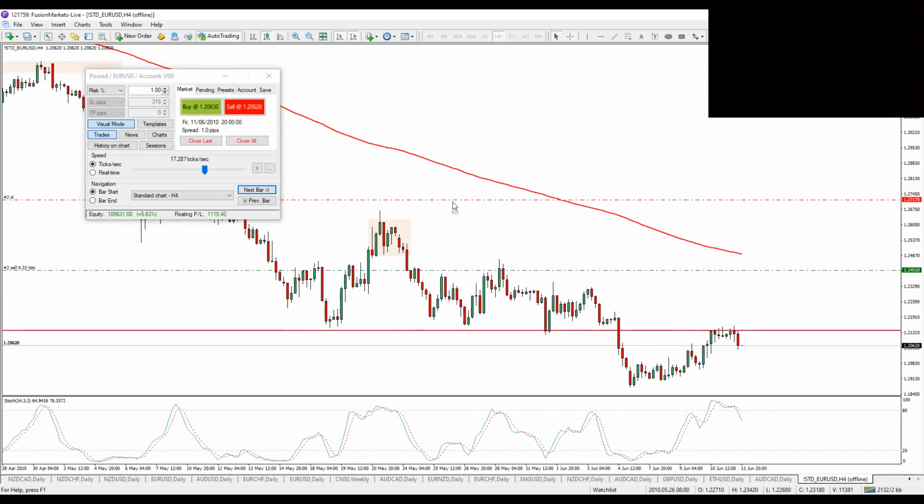So I'm getting a lot of questions. How many rejection candles do you like to see before entering? There's no specific amount. It can be 1, it can be 2, it can be 4, it can be 5. As long as I have 1 rejection, I'm happy to look at taking this trade.